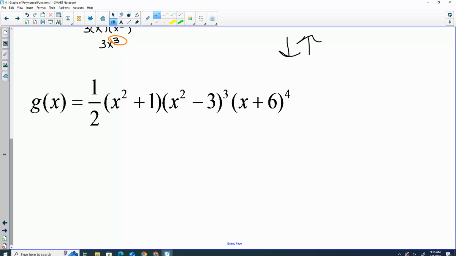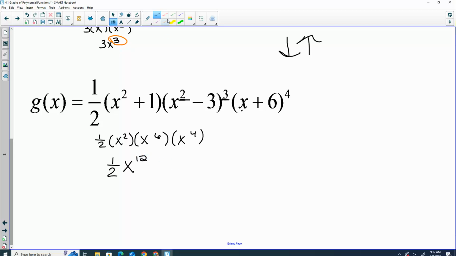Last one. Again, I don't need everything. I just need to figure out what my leading term would be. So we have a 1/2. In this parenthesis, we would get an x squared. In this parenthesis, if you have x squared cubed, what do you do with those exponents? So that's an x to the 6th. This one we have an x to the 4th. So if you multiply that all out, we get 1/2 x to the 12.